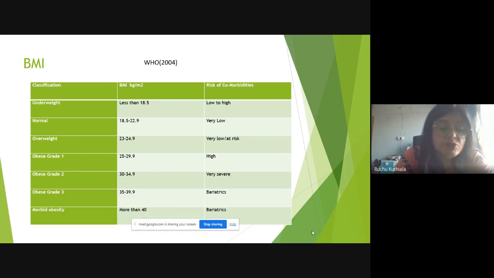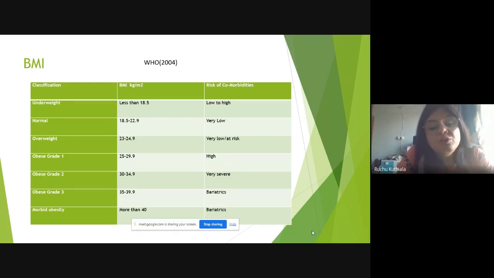The other one is obese grade 1. Now from here, the obesity grades would be starting. Whatever BMI you would be calculating, whether it is between 25 to 29.9, or between 30 to 34.9, or 35 to 39.9, or more than that, that means they are coming under the various categories of obesity.